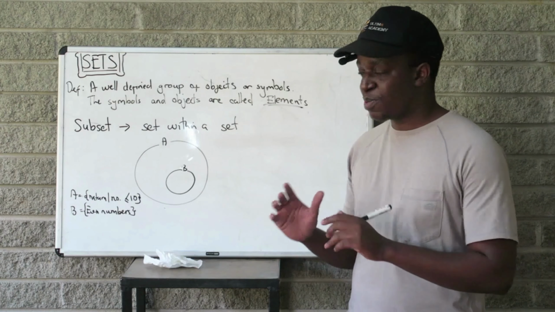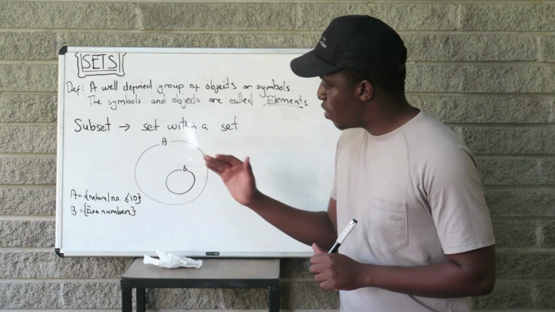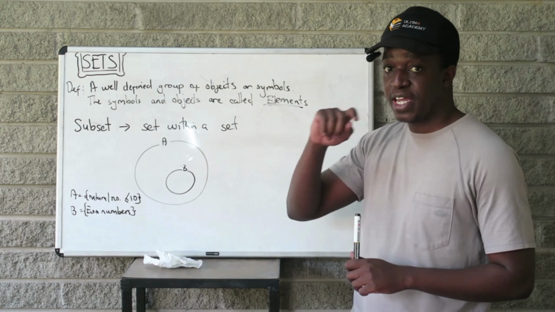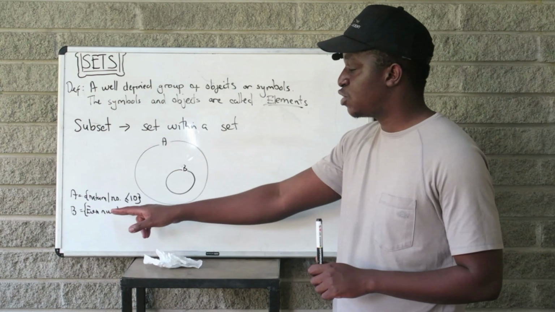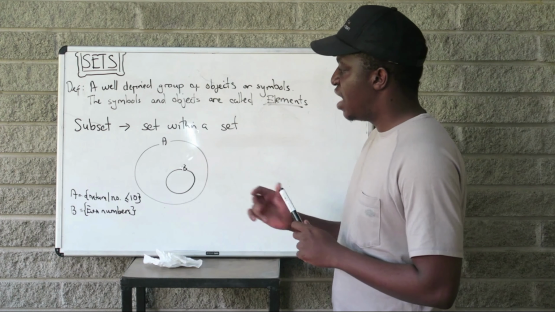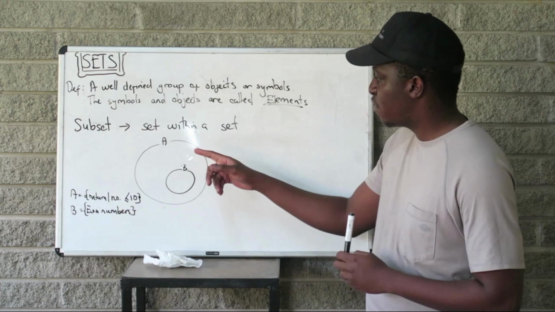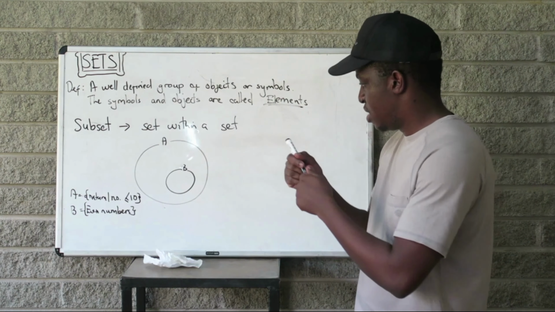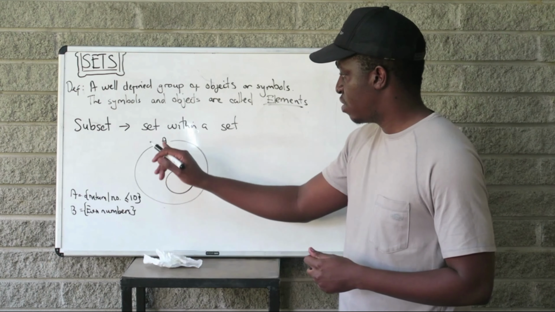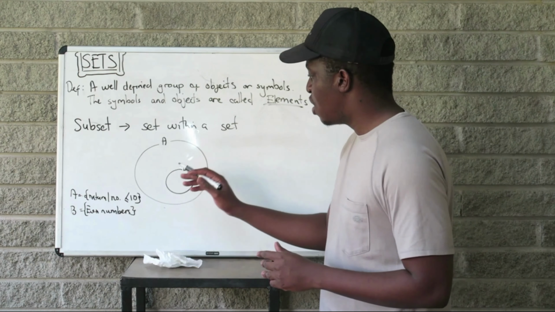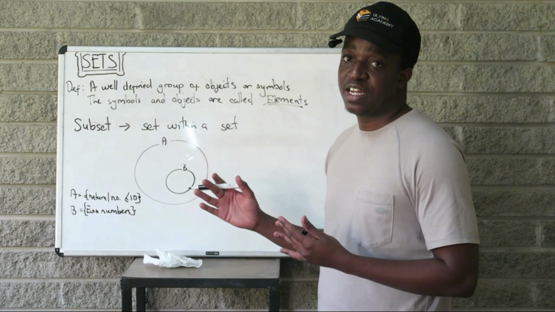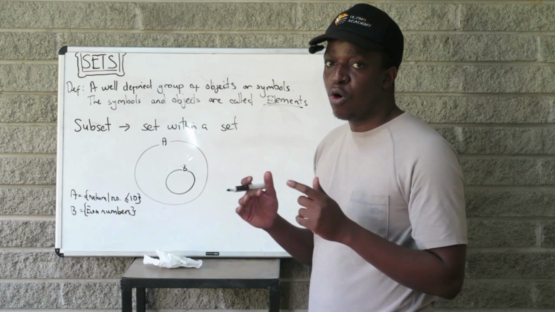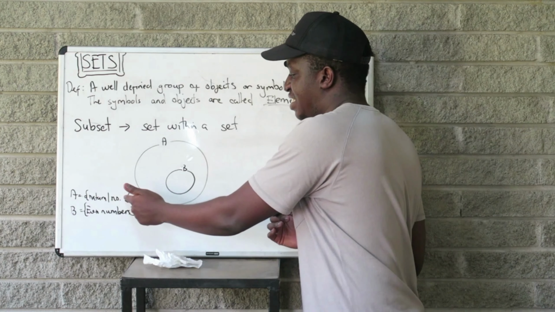Let me just explain. Here we have set A, and set A is natural numbers under and equal to 10. And B is a set of even numbers. If A is a set of natural numbers under 10 and the even numbers are in B, B is a subset of A. That means we're going to write all the even numbers that are under 10 in B.